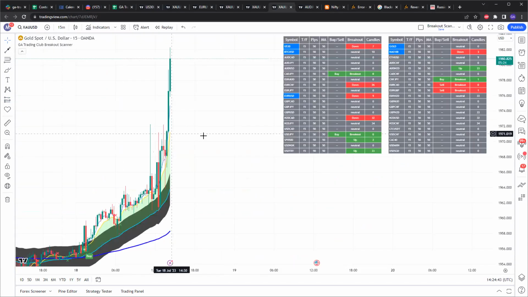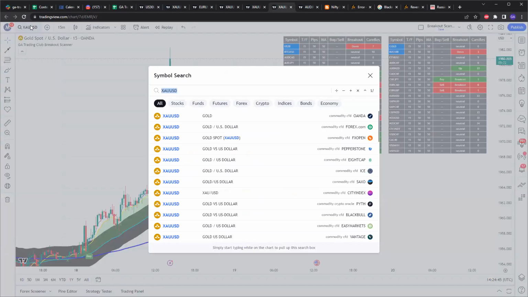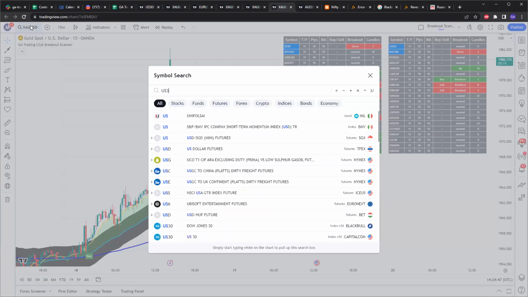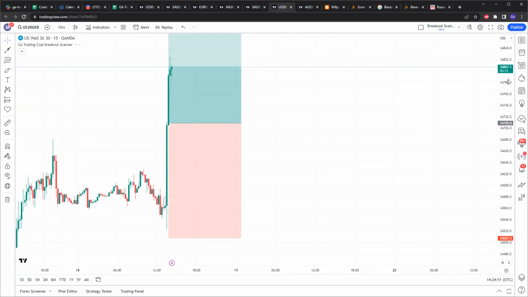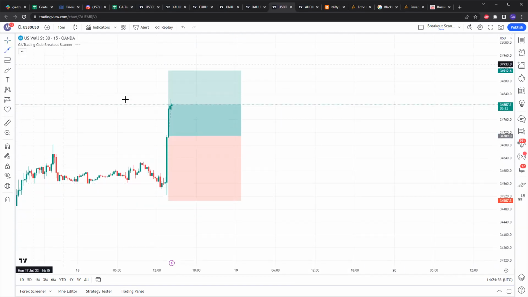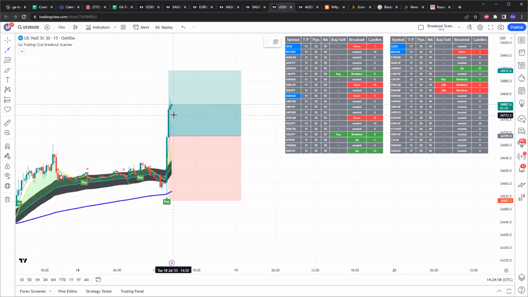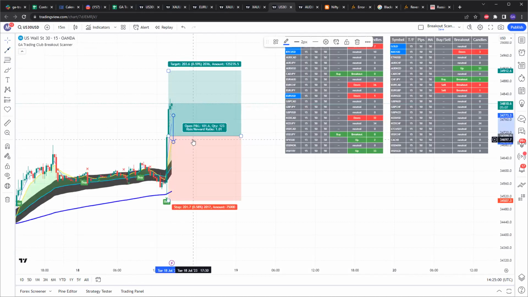Okay, so we go to the breakout scanner, we do US 30 right here. So the entry for US 30 is a retest of the 9 EMA on the 15-minute time frame. That's the only entry for US 30 you can get.